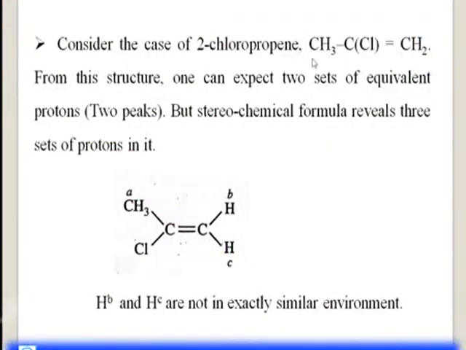Another case is here, look at this carefully, the case of 2-chloropropene. From this structure one can expect only 2 types of NMR signals, but no. When we draw the stereochemical formula you can see the adjacent environment for this H proton and this proton are different. Here you can see this is CH3, in addition to these protons, and there is chloride with respect to this proton. So these 2 protons are in different environments and will give 2 different NMR signals. Same here, these 3 protons will give a different signal.